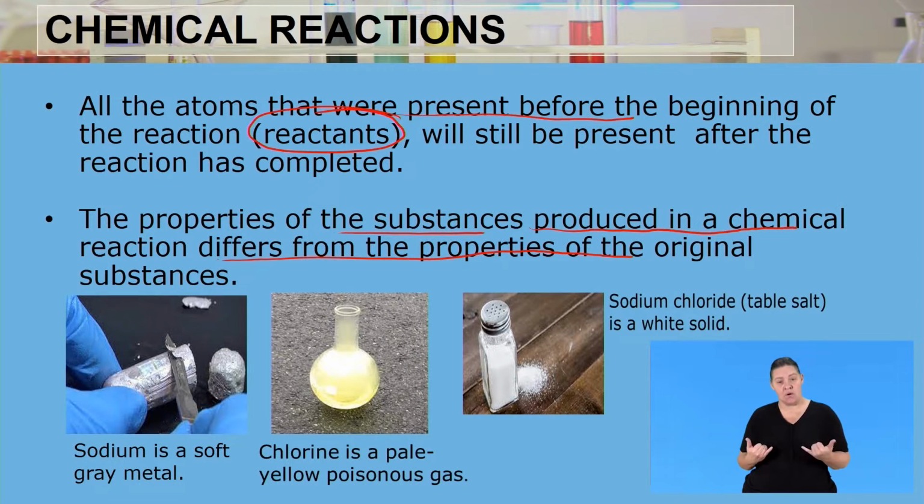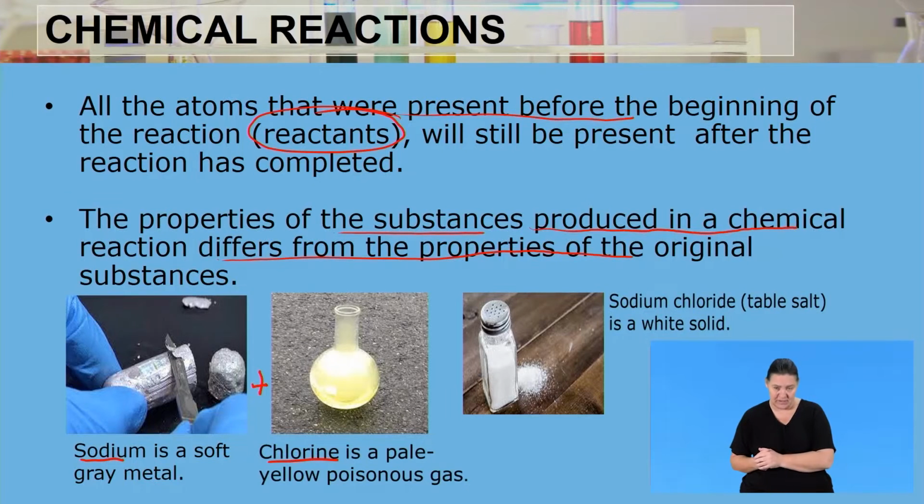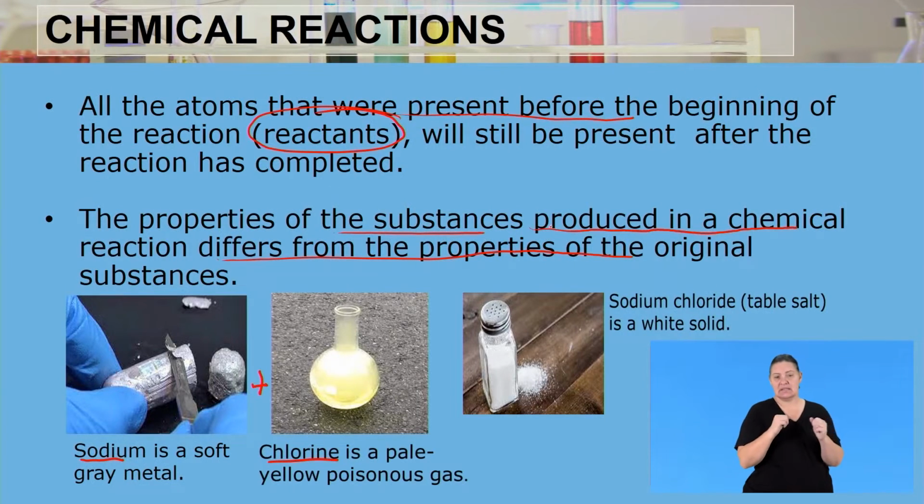So we're going to start with our metal here, sodium, that is going to react with chlorine, and these two are going to undergo a chemical reaction to form something new, which is our table salt. We can see that the properties of the elements before the reaction has taken place are different from the properties of the product that was formed after the reaction has taken place. This supports our statement that the properties of the substances produced in a chemical reaction differ from the properties of the original substances.